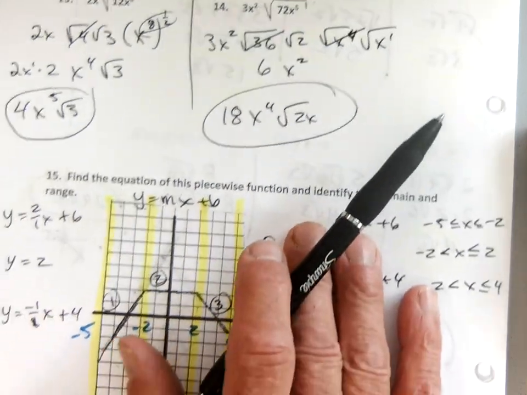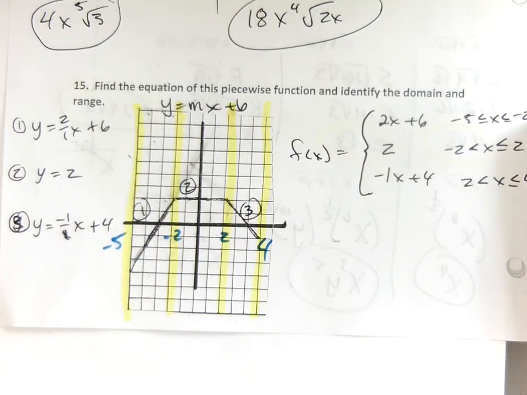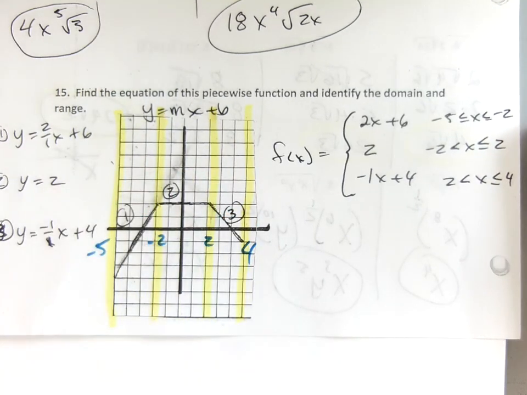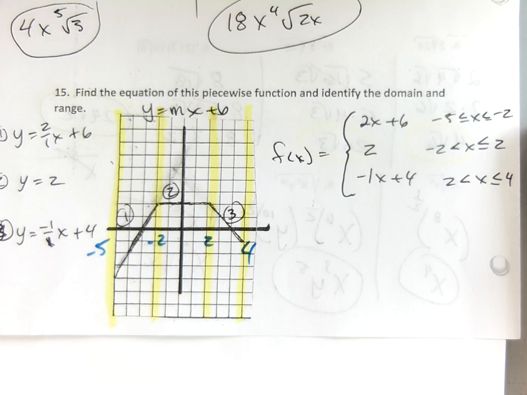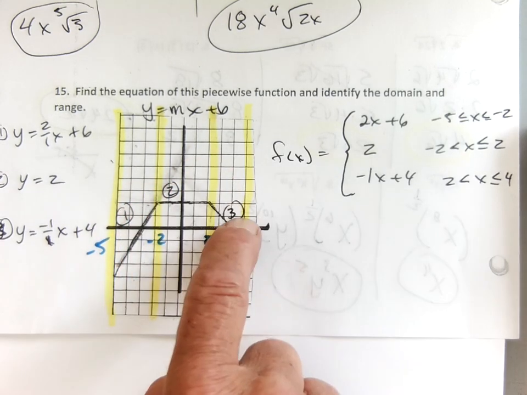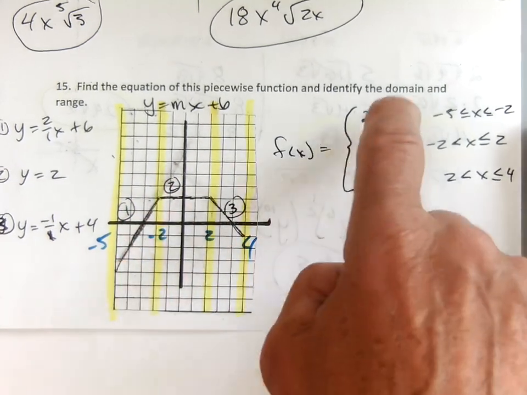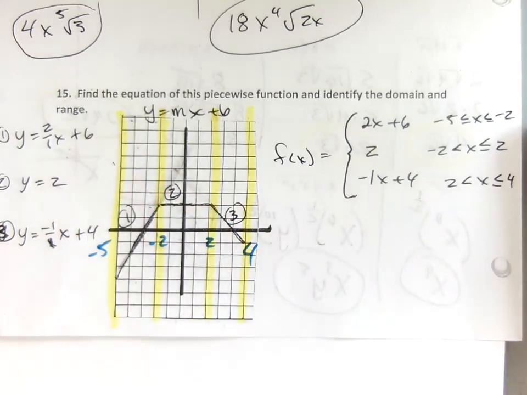Last problem I did, which doesn't have much to do with square roots, is a piecewise function. There it is. I just reviewed that again on how to do a piecewise function. So you can look at equations 1, 2, and 3. I found the equations, and I found their borderline. So that's all I have.